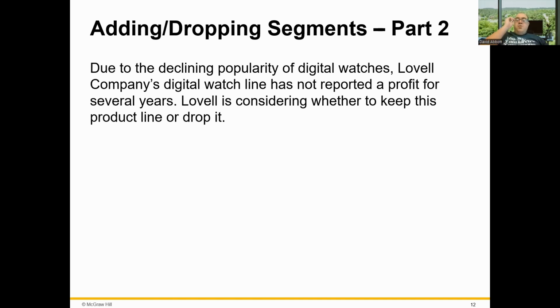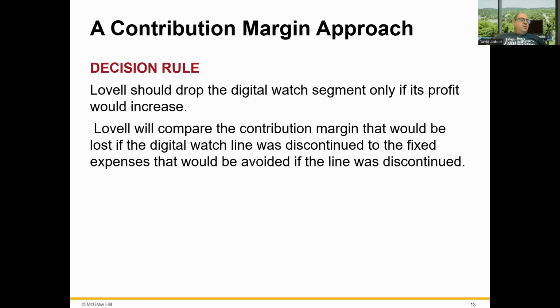Due to declining popularity of digital watches, the company's digital watch line has not reported a profit for several years. Lavelle is considering whether to keep this line or drop it. To determine how dropping this line would affect the profits of the company, Lavelle will compare the contribution margin that would be lost to the costs that would be avoided if the line was dropped.